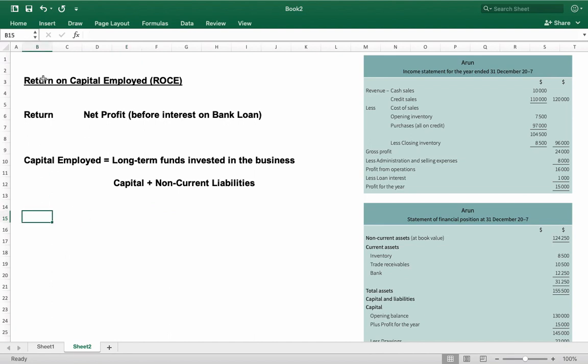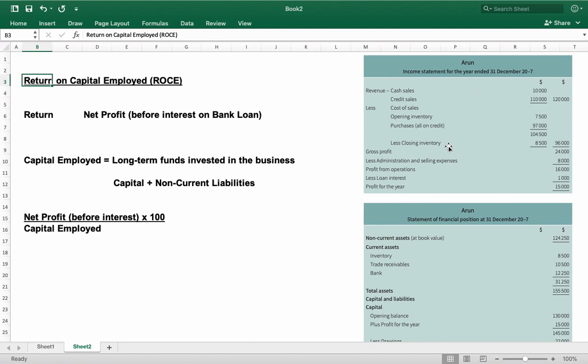First we will see the formula to be used to calculate return on capital employed. The formula which we use is net profit, as I told you earlier, before interest, multiplied by 100 and divided by capital employed. Now we will use this formula and find out return on capital employed.